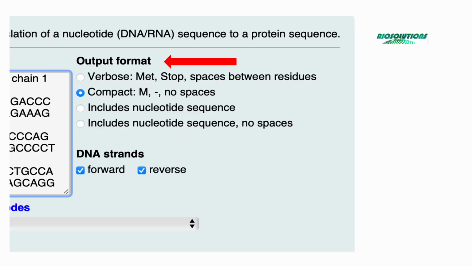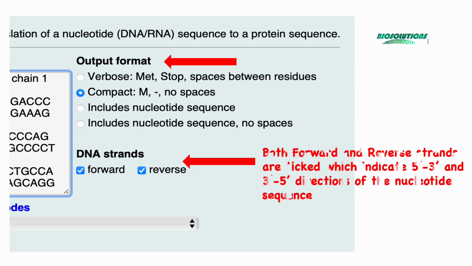On the right-hand side, we have quite a few translation options. By default it is the compact output. At the bottom, you can see that both forward and reverse strands are ticked, which indicate 5' to 3' and 3' to 5' directions, and will later be translated in 3 open reading frames each.